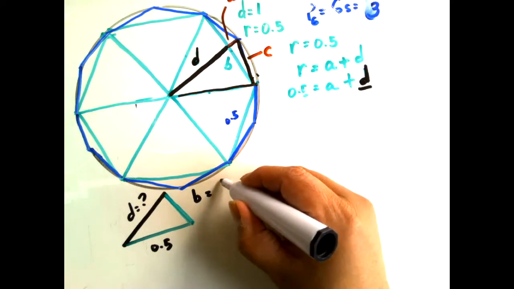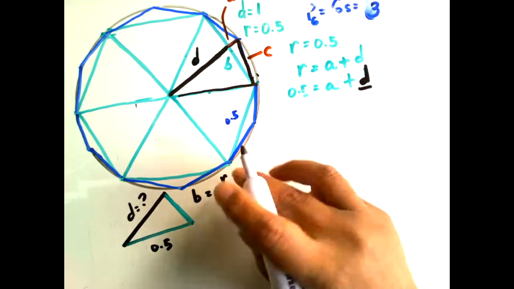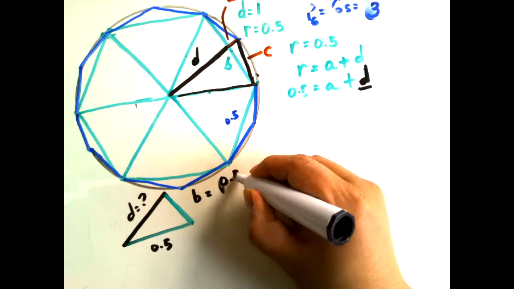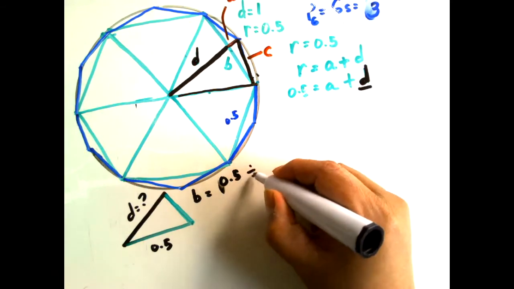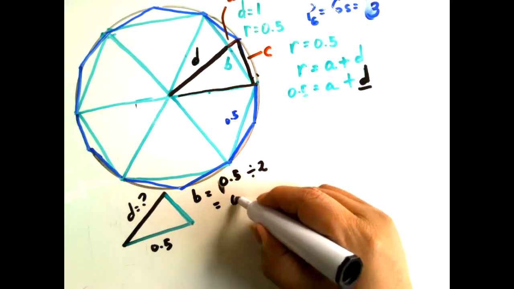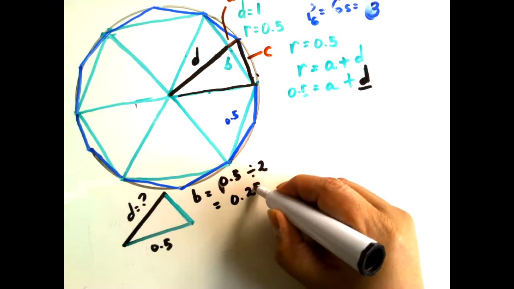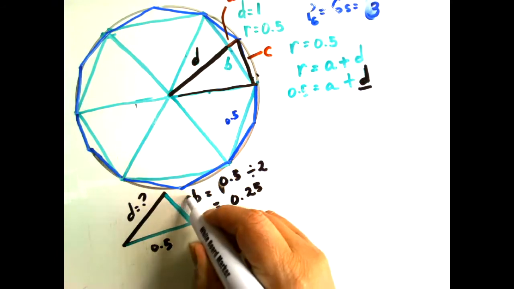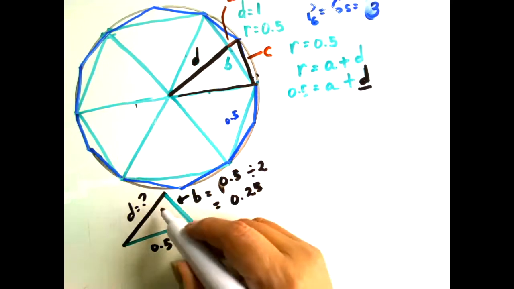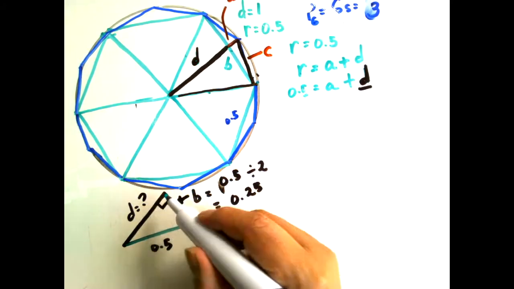So that will be radius, well, we could say 0.5 divided by 2. Now what is 0.5 divided by 2? It is 0.25. So now we know the value of B. Now we can solve for D. Through what? Remember, that's a right angle.